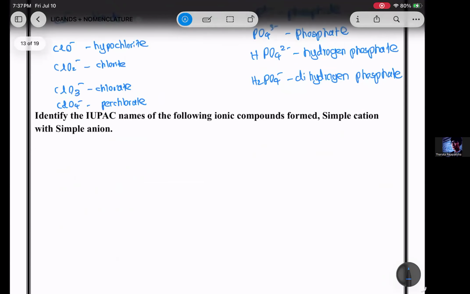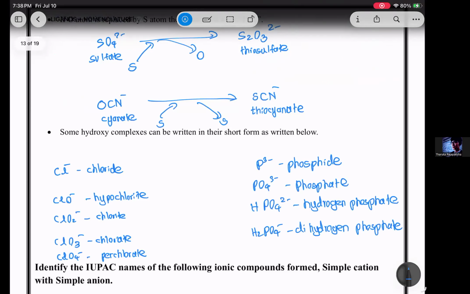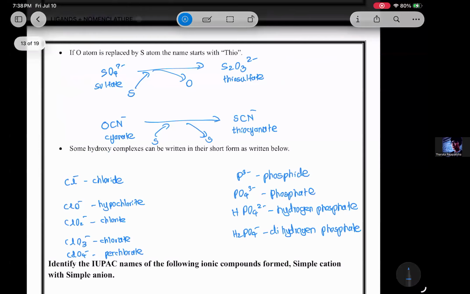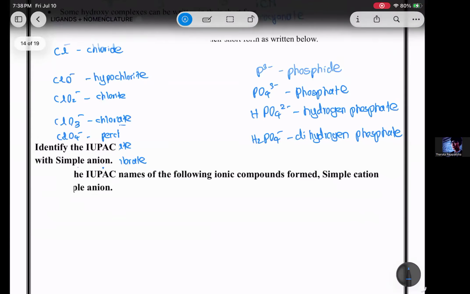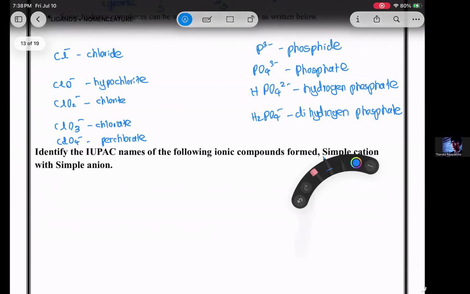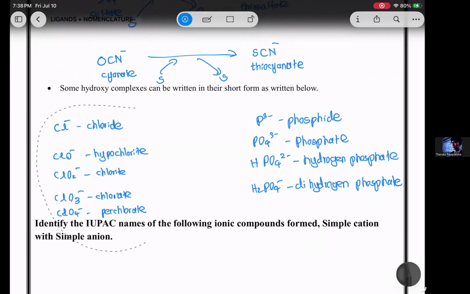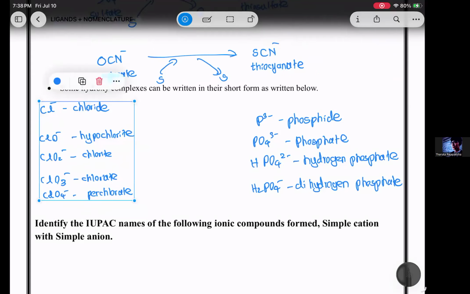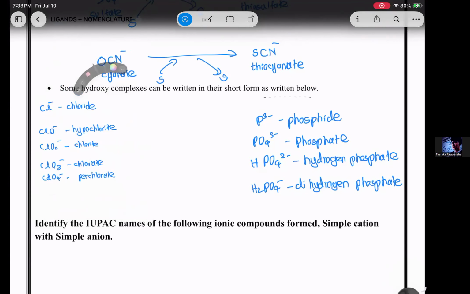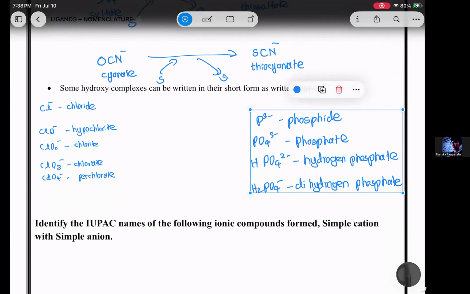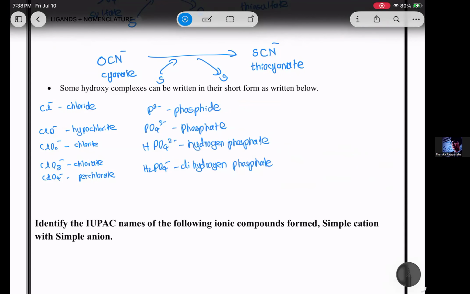Identify the IUPAC name of the following ionic compounds formed: simple cation with simple anion. Now you have to identify them. There are two more you have to write. You need to paste something somewhere and then write it, because there are two more. I think I'm going to condense this and write. You can write it on a separate A4 sheet and paste it there. Since some of you are writing on A4 sheets, you can just adjust it and write it below. There are two more I need to write.